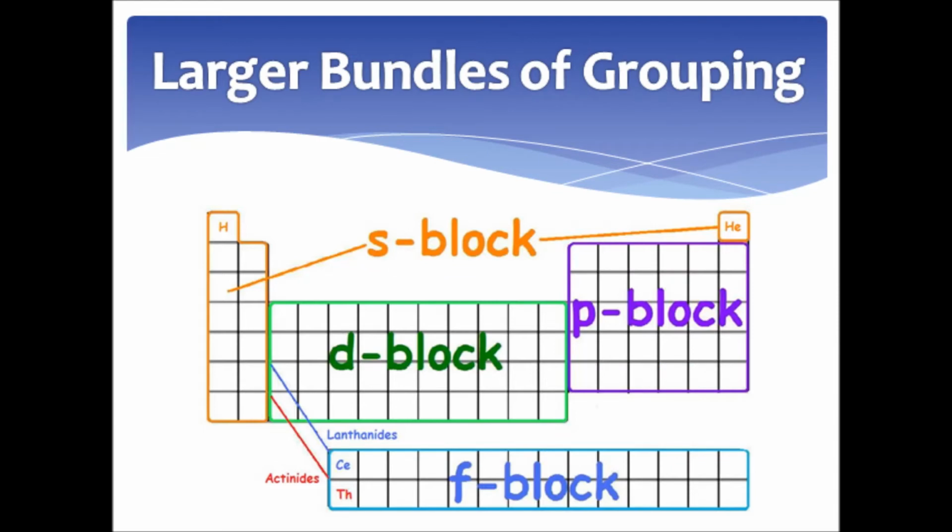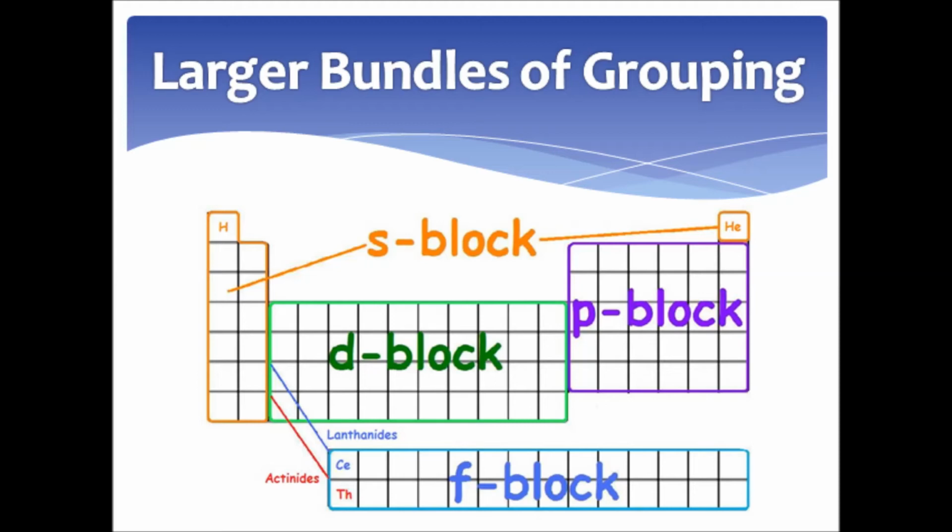Alright, moving right along, we're going to look at another way of bundling. As you see here, the periodic table has 4 blocks: the S block, P block, D block, and F block. Now, we're not going to go into these in extreme detail, because these are mostly used with electron configuration, which we won't be going over today.